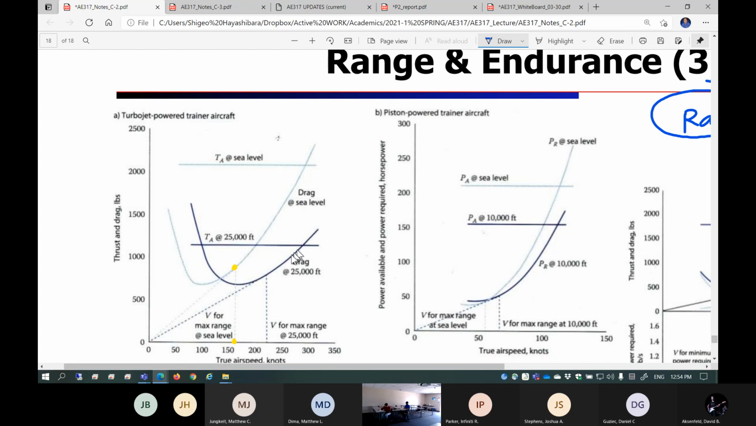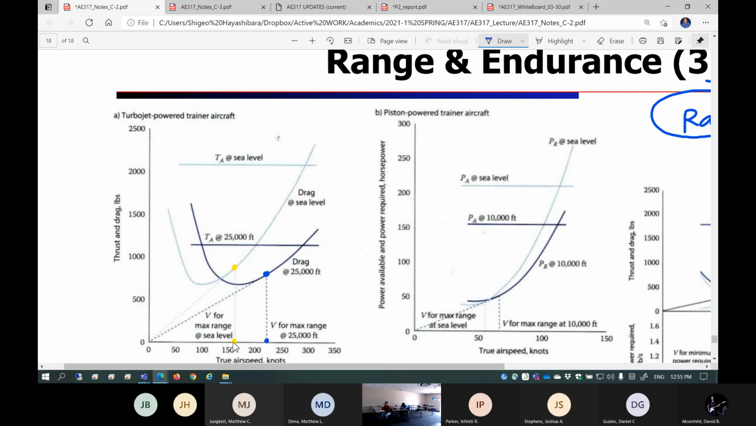Now, if you change your altitude to 25,000 feet, of course, the drag will change. This is the drag at 25,000 feet. This is the thrust available at 25,000 feet. Now, obviously, you can fly faster. This is the condition for maximum range. You can fly faster, which is 230-ish knots. So at the higher altitude, you can fly faster to maximize your range.